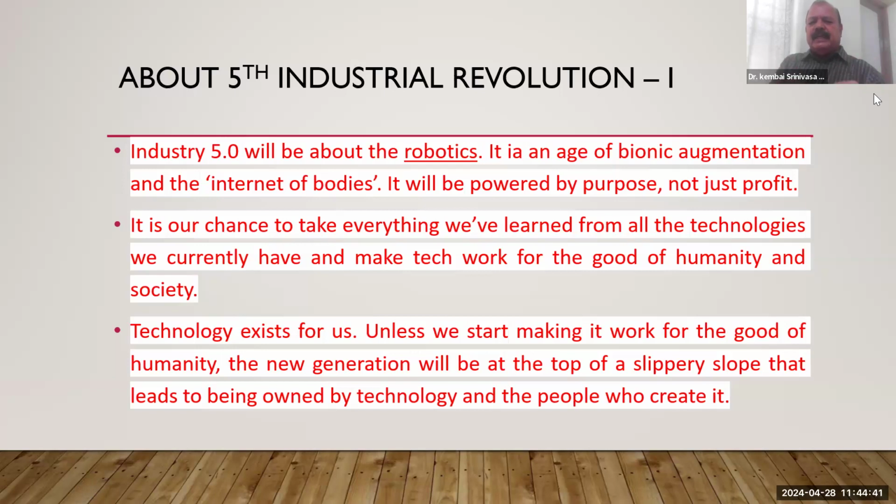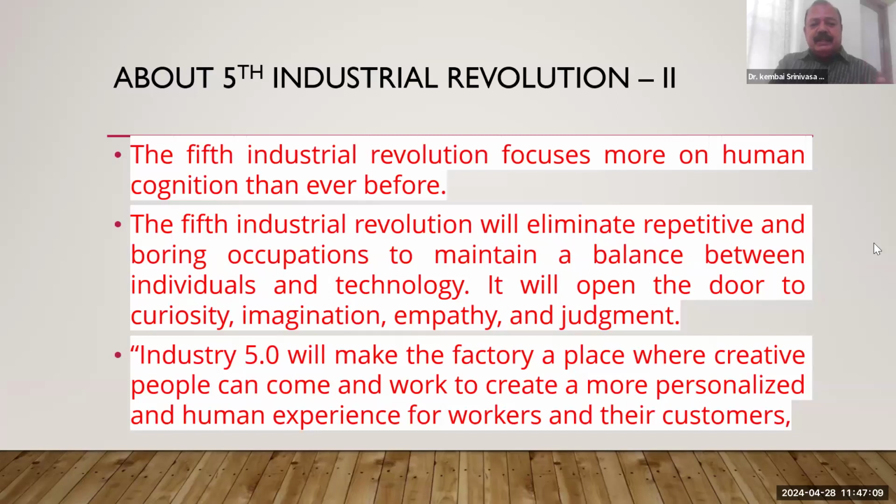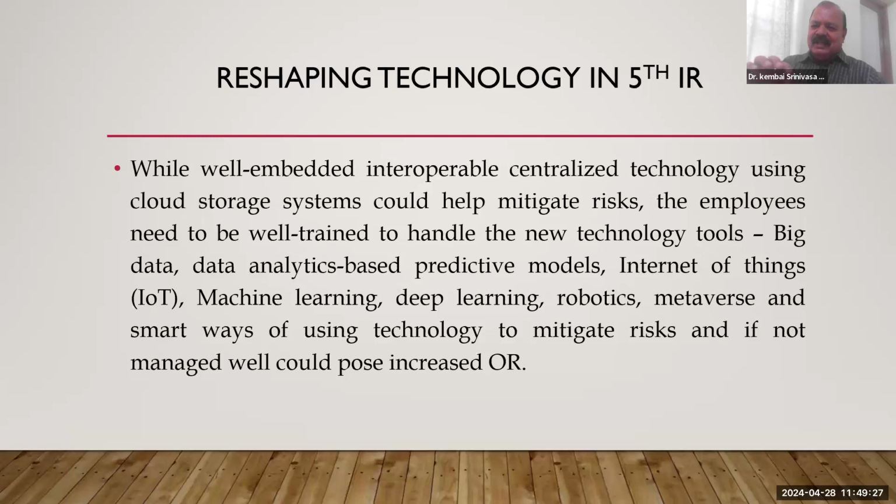Unless we start making it work for the good of the humanity, the new generation will be on a slippery slope, and it may lead to mass precipitation of risk. So Industrial Revolution 5, when we are working, where creative people can come together to work along with the machines. That is why Arvindji very correctly said that the people will be working with machines in collaboration to create. It is incumbent on the part of the people to understand the nuances of interdependent, interconnected risks.